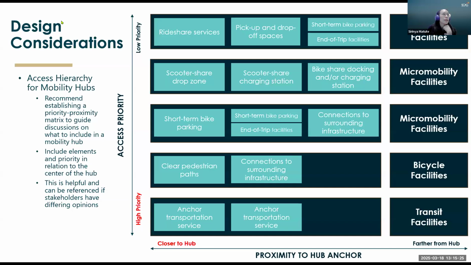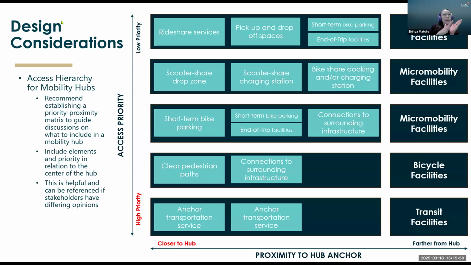And this is a slide from our guide. This is a priority proximity matrix, and as you'll see here, it was developed by our team to help. It's an example for other localities to copy, where you want to create a pecking order of the kind of amenities that you add to your mobility hub.